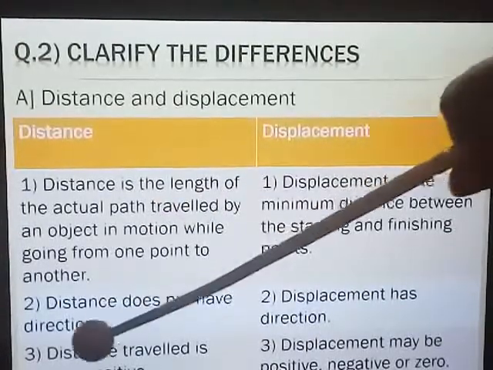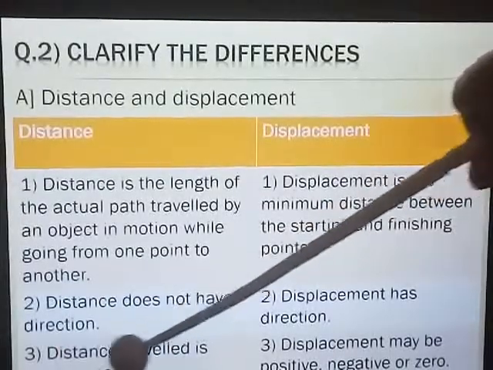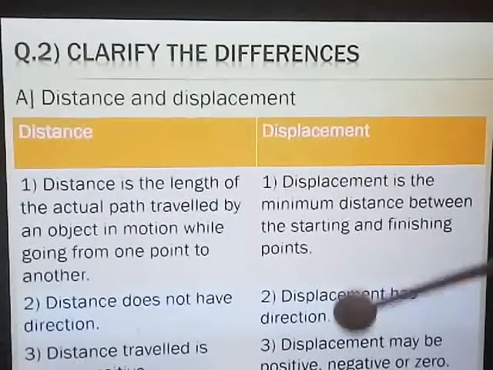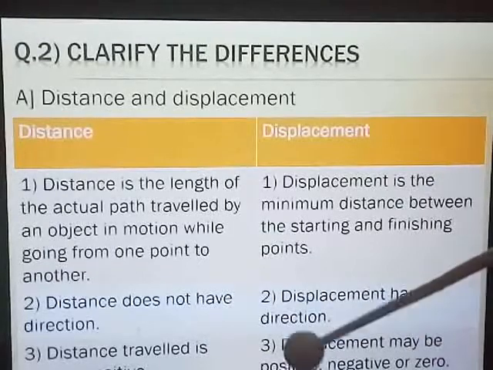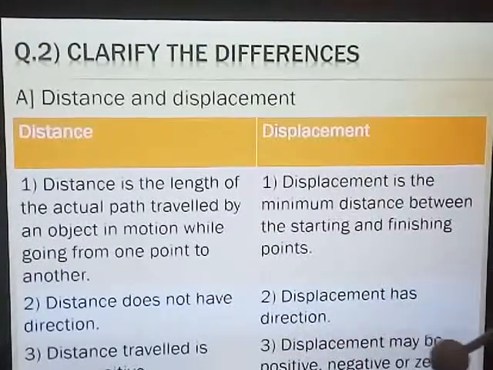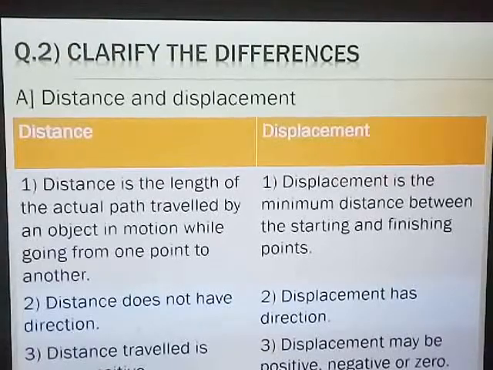Third one, distance travelled is always positive. Displacement travelled may be positive, negative or zero. So these are the 3 points. Apart from this, any other point of your choice which you feel, you can write it.